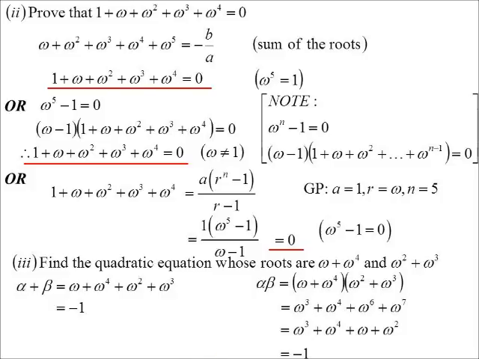So our quadratic will be x squared minus the sum of the roots. So minus negative 1, positive 1x, plus the product of the roots, negative 1. There's our equation.